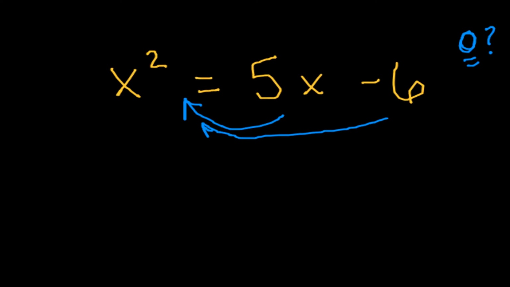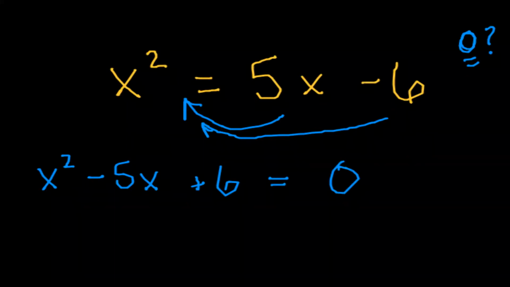So I'm going to move 5x over. How do I move 5x? I subtract 5x. That's going to get it over here and get rid of it on the right. And how do I get negative 6 over there? I add 6 to both sides. That will get rid of it on the right, move it to the left, which leaves nothing on the right.